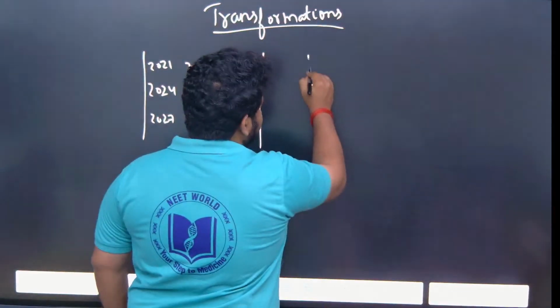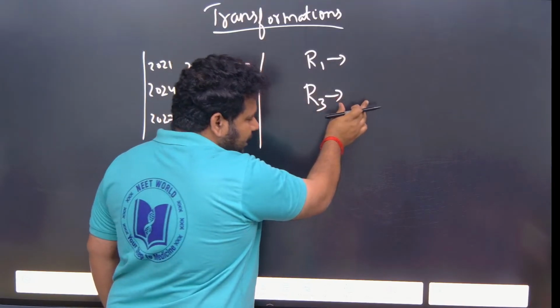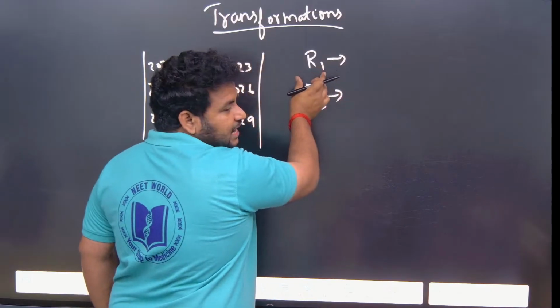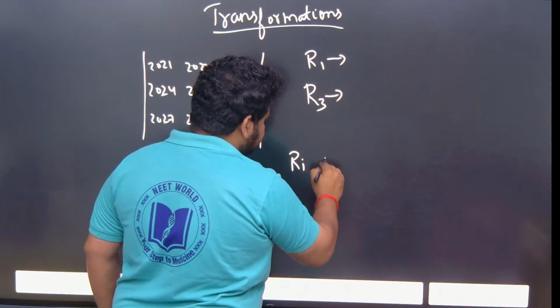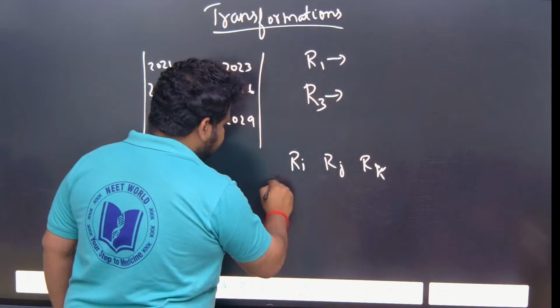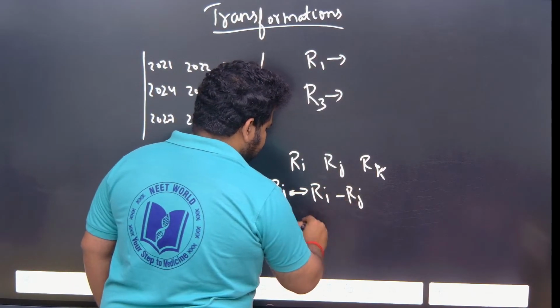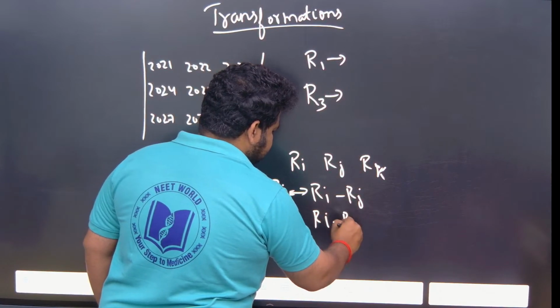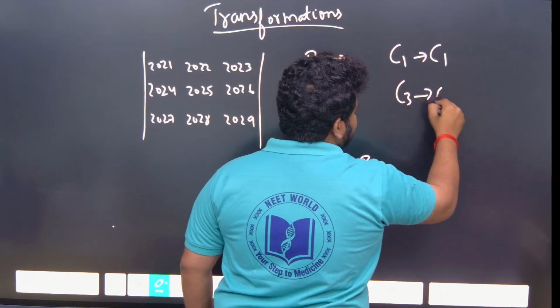Transformation means you will convert rows, you will convert columns, all these things. Suppose I am taking R3, row 3: the formula should always start with R3 only. If I am taking R1, the formula should always start with R1. In general, if I am taking Ri, the formula should always start with Ri. It can be Ri minus Rj, or Ri minus Rk, anything. If I am starting with C1, the formula should always start with C1, and if with C3, it should start with C3.